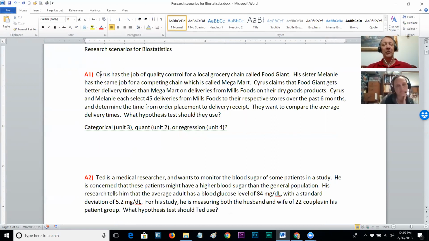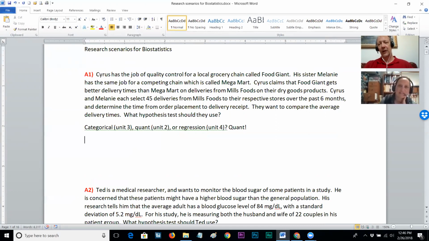As you look through this scenario, does the data appear to be categorical, quantitative, or regression? Quantitative. Quantitative is correct. Ding, ding, ding, you got the first one right. Now that it's quantitative, we've got a z-test that we've learned, a t-test that we've learned, and, as you're learning this week, the ANOVA test, which is for 3 or more means.